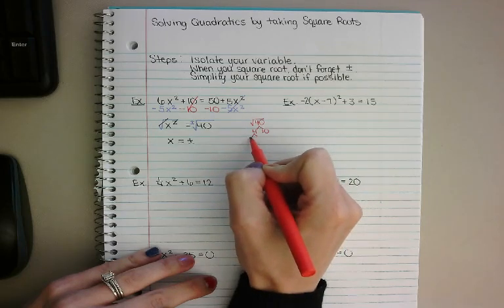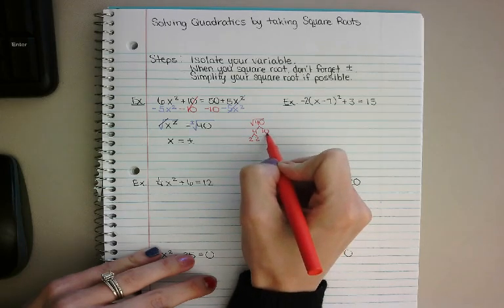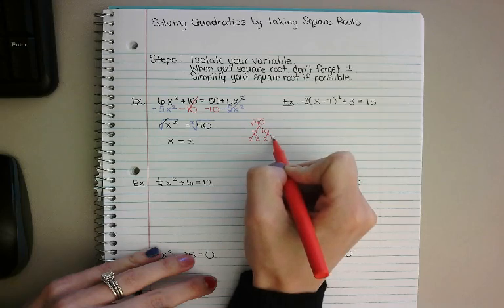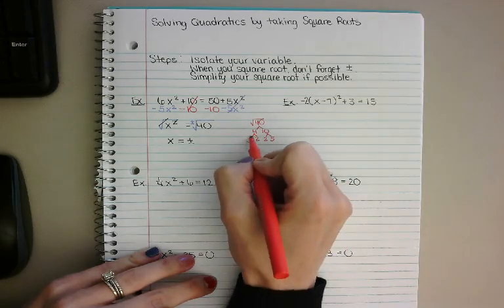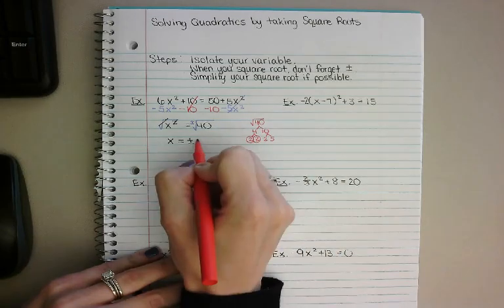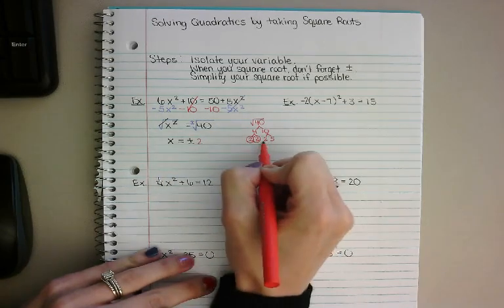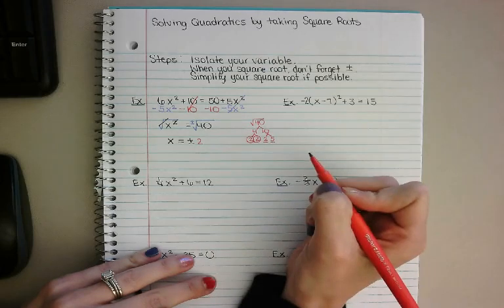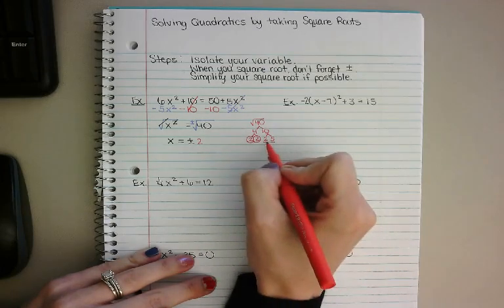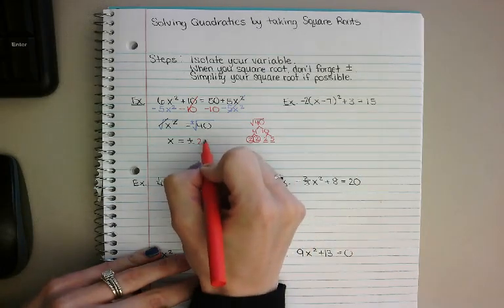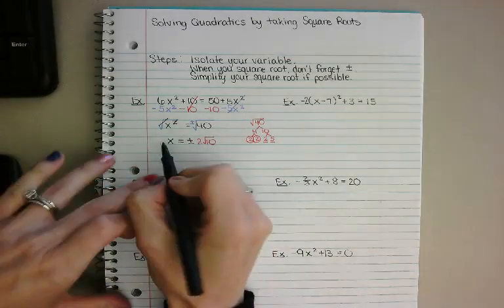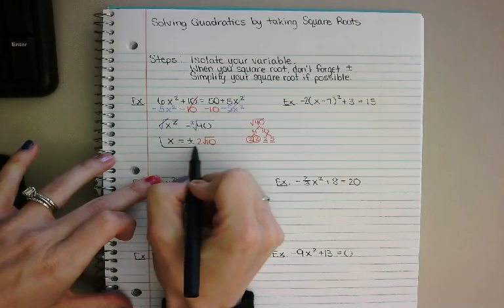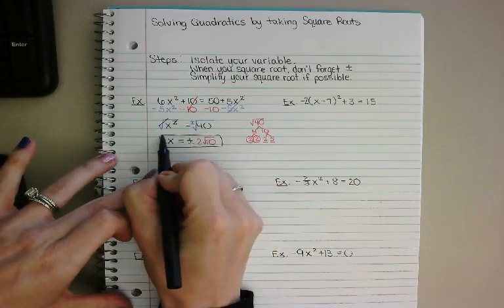4 breaks down to 2 times 2. 10 breaks down to 2 times 5. And I'm looking for pairs of numbers, so I have a pair of 2's. So I get to bring a 2 outside. Now the 2 and this 5 don't have a pair, so I need to multiply them back together, and I'm going to get a 10. So our answer is that the x's can be equal to plus or minus 2 root 10.